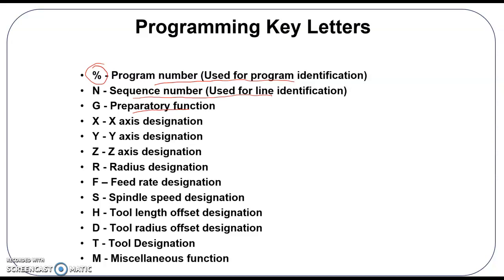Then R is given as a radius designation. If we need to perform a curving, the tool has to move in a curved path like this, so the radius of that curve has to be given. That is represented with capital R. Then F is feed rate. Then S is the spindle speed. H is the tool length offset designation. D is the tool radius offset designation, and T is the tool designation. What H and D are, we will study at the last of this portion. And finally, M is the miscellaneous function, or simply M code.